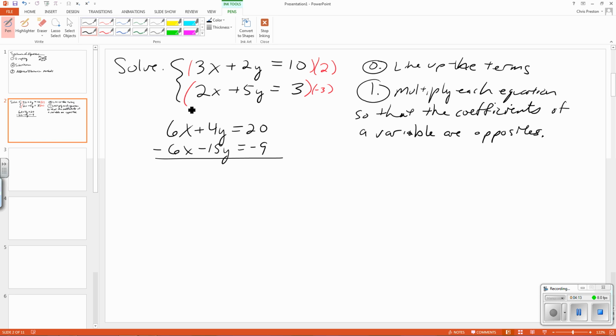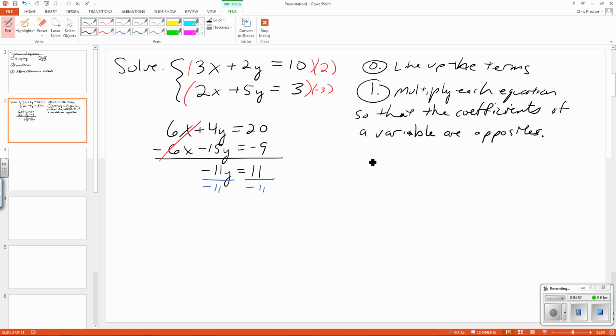And now what I'm going to do is I'm going to add these equations vertically. So 6x added to a negative 6x, those cancel out, they're gone. And then 4y and a negative 15y gives me a negative 11y. 20 minus 9, that's 11. And notice in this process I have added these equations, hence why you might hear this called the addition method. And I've also eliminated one of my letters, why you might call it the elimination method. So like I said, either phrase applies, and one textbook might use one phrase and a different textbook might use a different one.